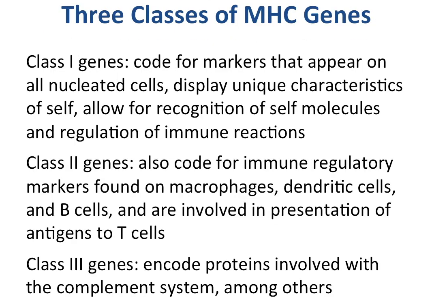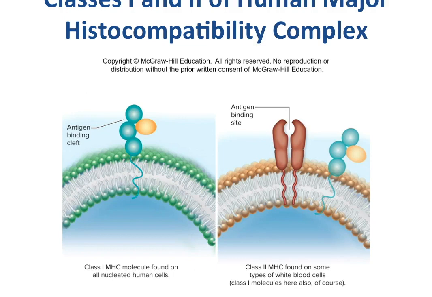Okay. So it has three types. Class 1 can be found on all nucleated cells. It is used to recognize ourselves. Class 2 can be found on macrophages, downstream cells, and B cells. So they are found on the antigen presentation cells. Class 3 is involved in the complement system. So this is class 1 and class 2 MHC.